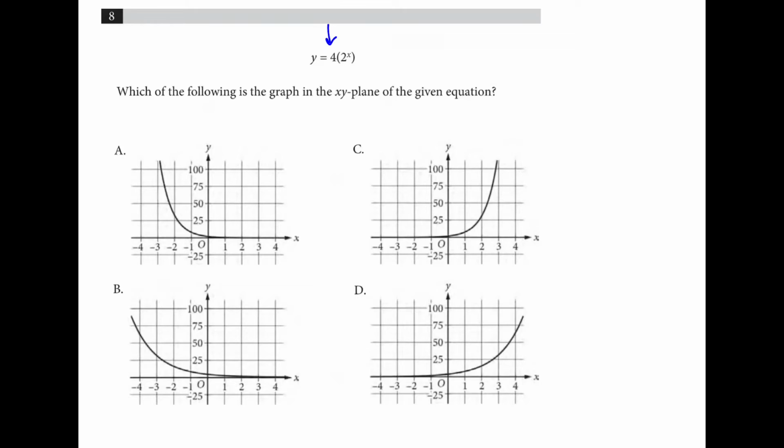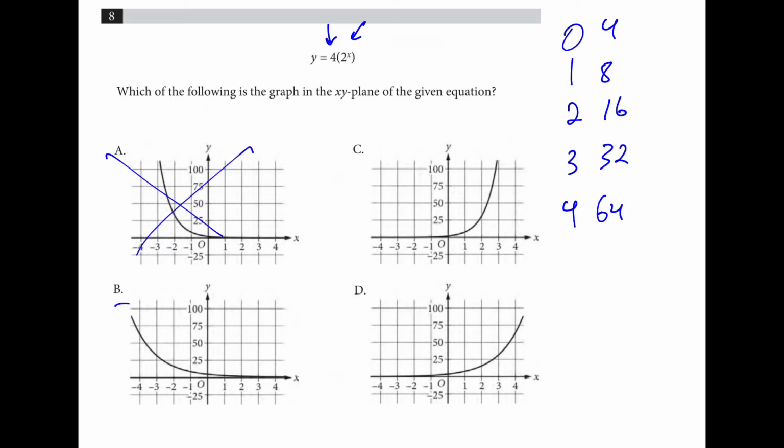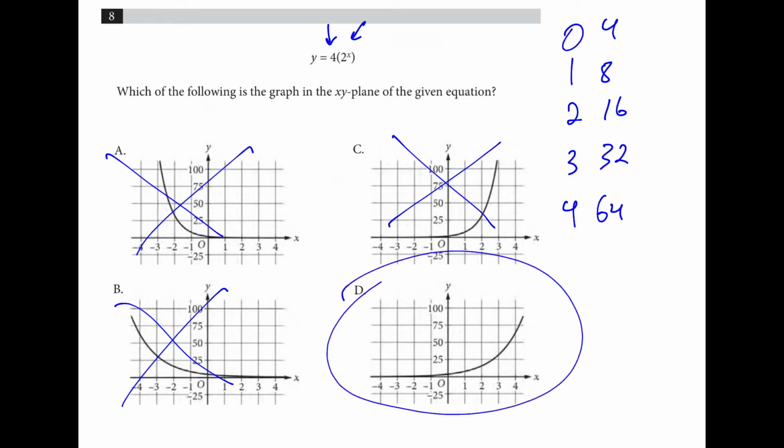4 is the initial value. 2 is the growth factor, that we're doubling every time x goes up by 1. So this would be 4, 8, 16, 32, 64. We can use these coordinates to rule out these, which are exponential decay. We're looking at exponential growth. And C is growing too quickly. D is the right one.